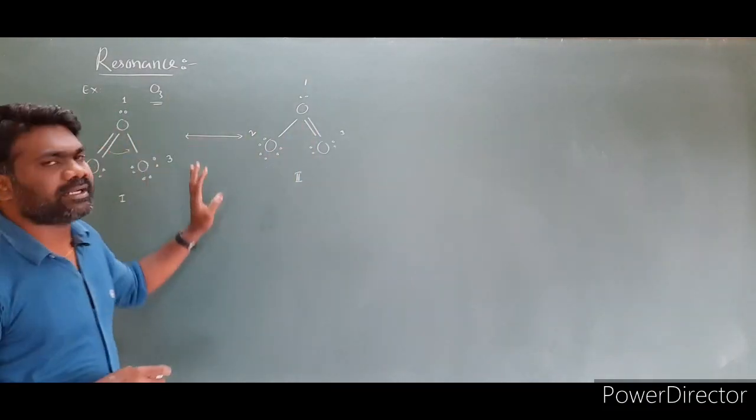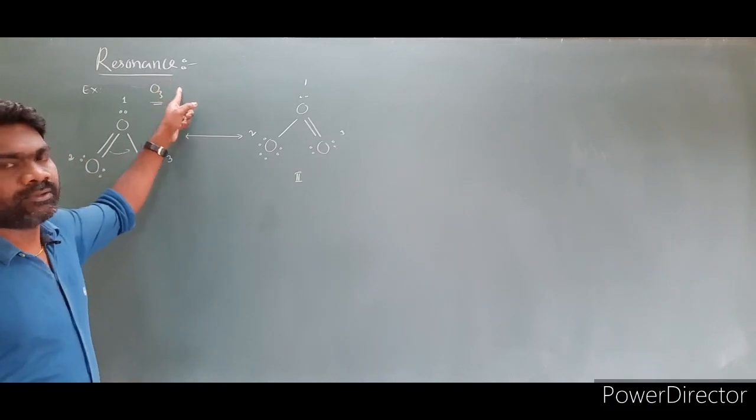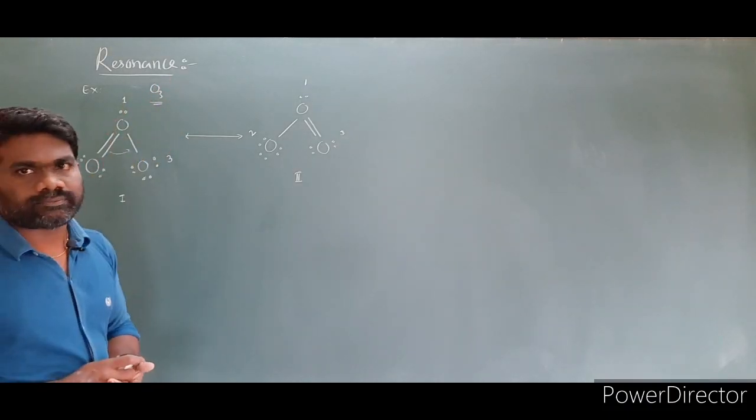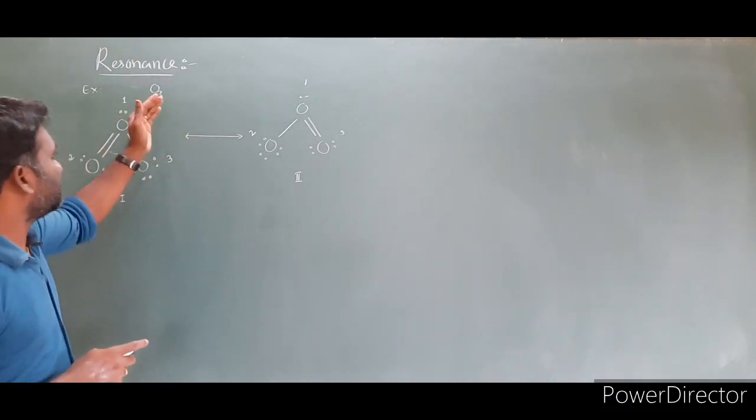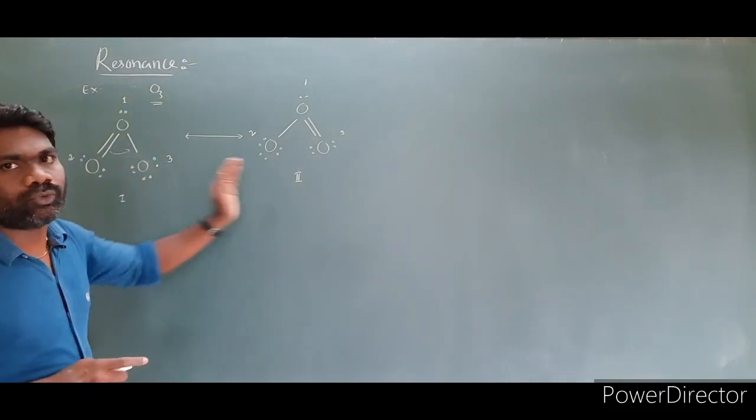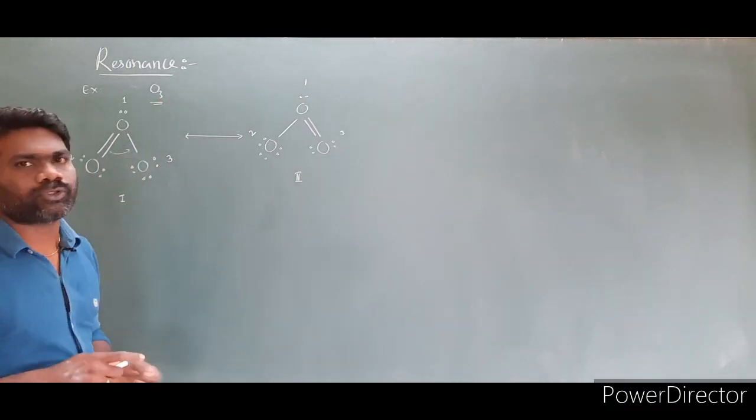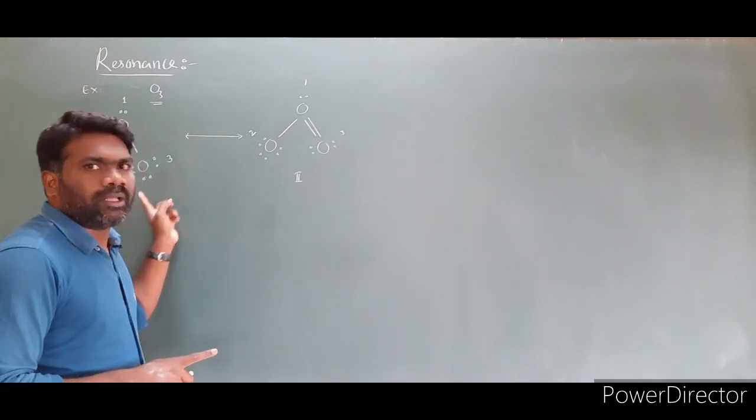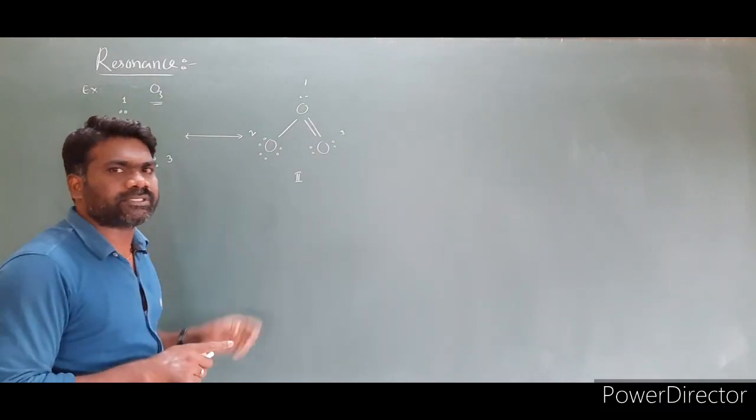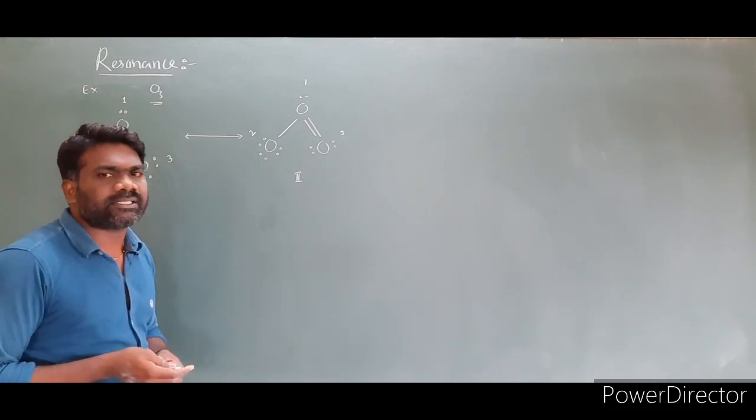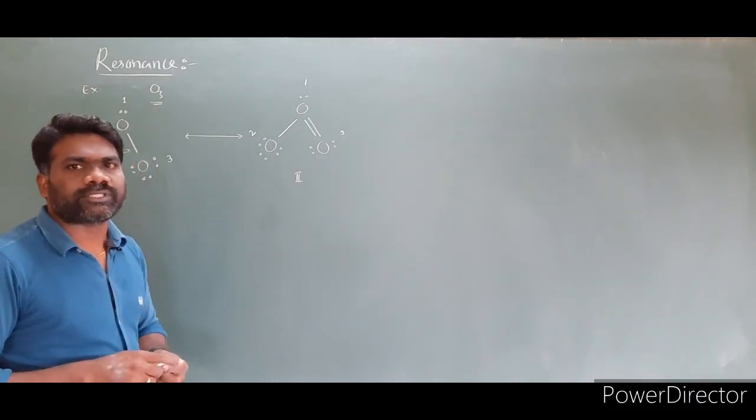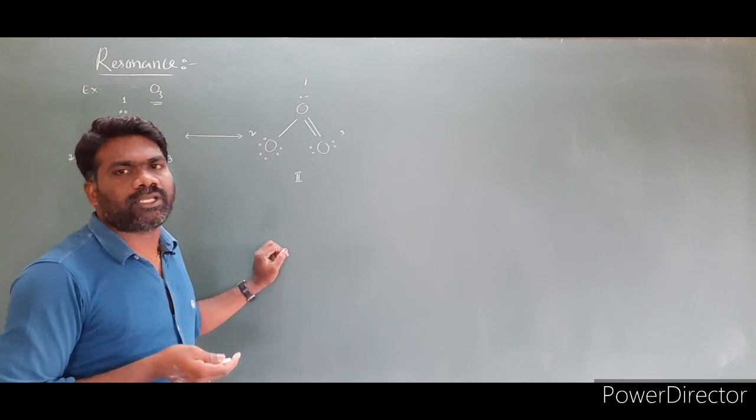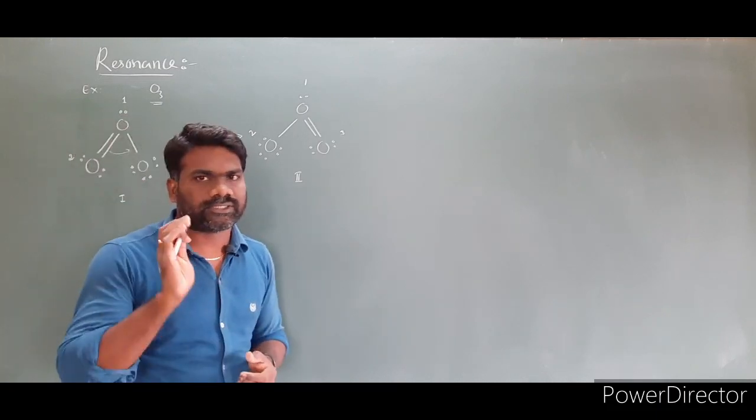By taking this we can define resonance. Only one molecule I took, and for this molecule we wrote 2 or more structures. In this case we wrote 2 structures; in some cases you will get more. The existence of 2 or more Lewis structures for a given molecule is called resonance.